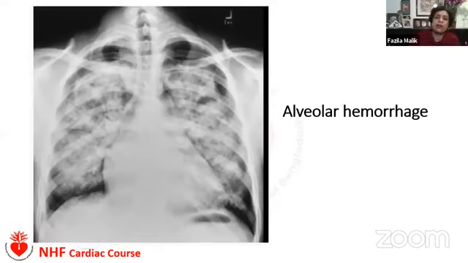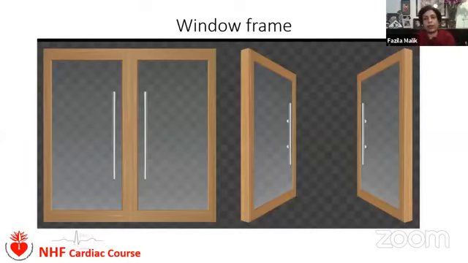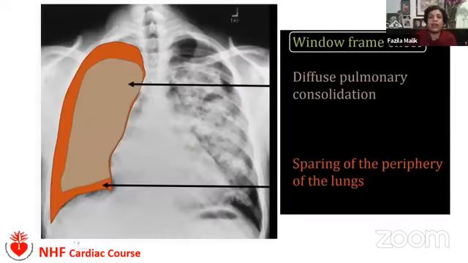In alveolar hemorrhage, some patients with mitral stenosis may come with hemoptysis, even frank hemoptysis, and their X-ray might give evidence of alveolar hemorrhage, that is alveolar opacities. But one interesting finding about alveolar hemorrhage is that usually it has a window frame effect. So what is a window frame effect? There is diffuse pulmonary consolidation. However, there tends to be, in many instances, a sparing of the periphery of the lungs. So this is an interesting clue that gives us an idea.